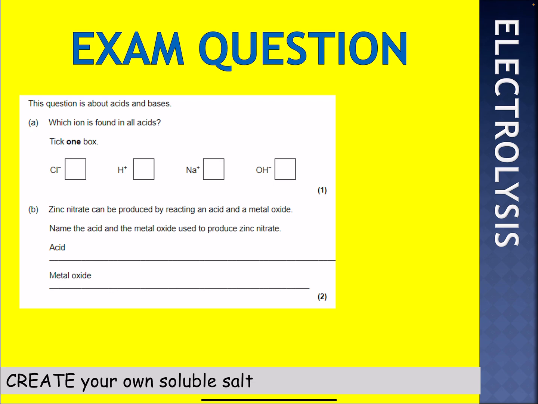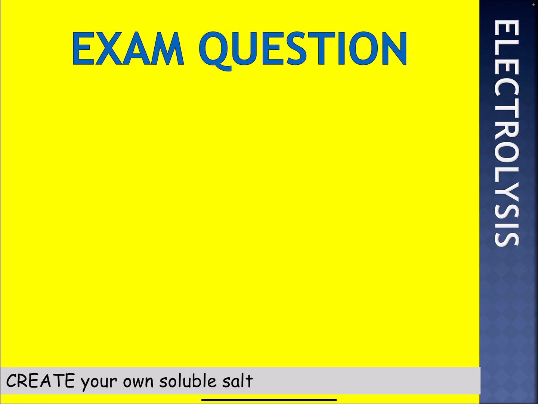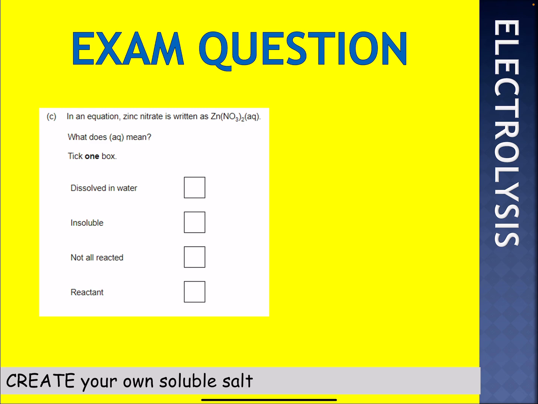Well, let's have a look. Okay. The ion is H+. And let's look at B. The acid is nitric acid, or HNO3, and the metal oxide will be zinc oxide, or ZnO. Moving on. Pause the video here again.